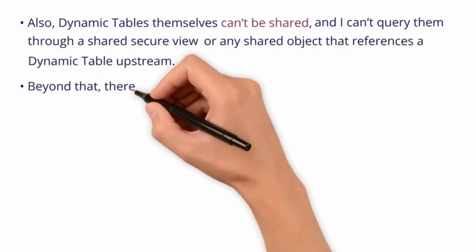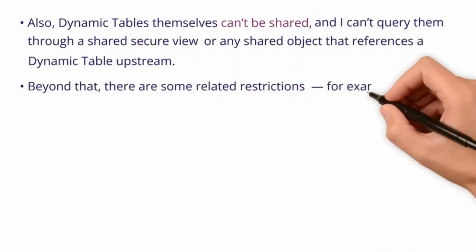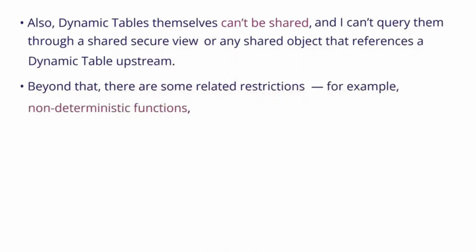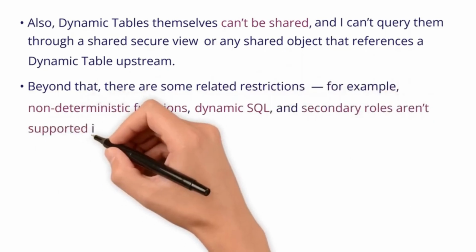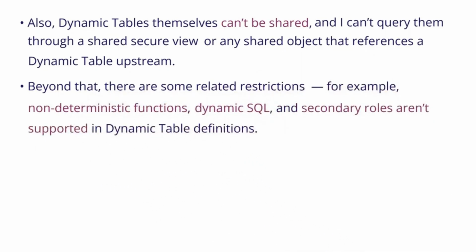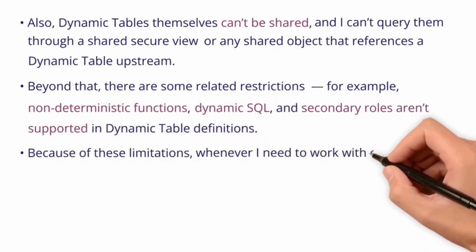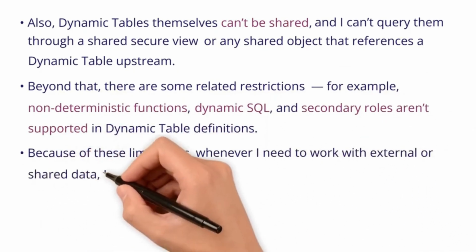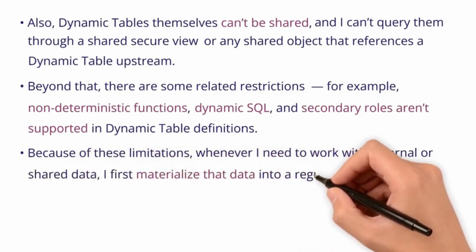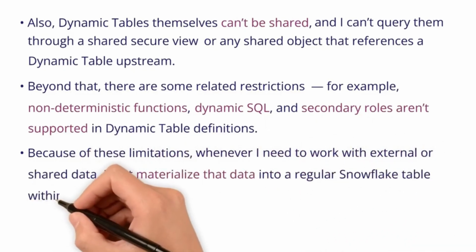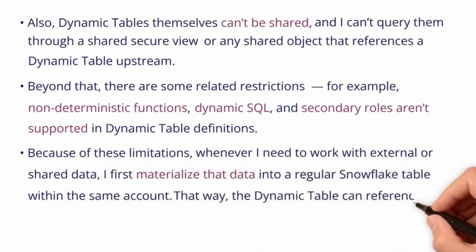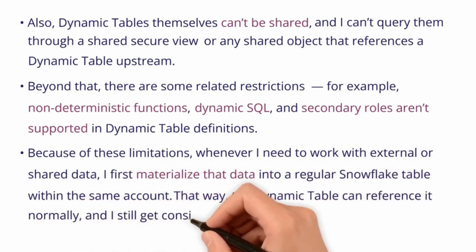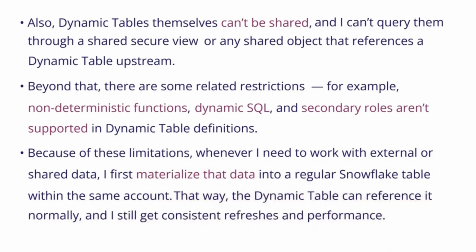Beyond that, there are some related restrictions. For example, non-deterministic functions, dynamic SQL, and secondary roles aren't supported in dynamic table definitions. Because of these limitations, whenever I need to work with external or shared data, I first materialize that data into a regular Snowflake table within the same account. That way, the dynamic table can reference it normally and I still get consistent refreshes and performance.